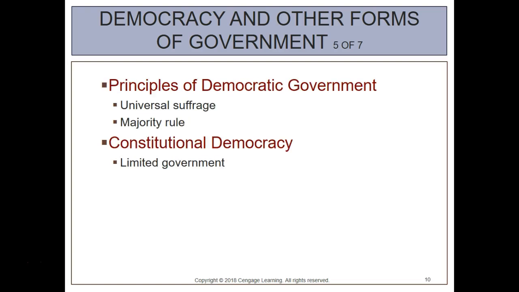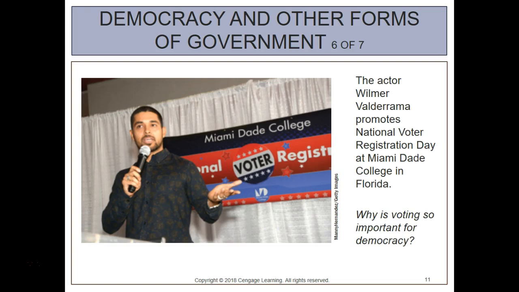Principles of democratic government: universal suffrage, majority rule. Okay, so majority rule, a lot of examples we'll see in the book when we get to elections. Sometimes it may be 50%, sometimes it may be over 50, and sometimes it may be 2/3, depending on the issue, and especially when you're trying to reverse anything in the lawmaking process, most of the time you have to have an over 2/3 majority to do that. Constitutional democracy is defined in the Constitution. The principle is limited government, limited interference in the government.